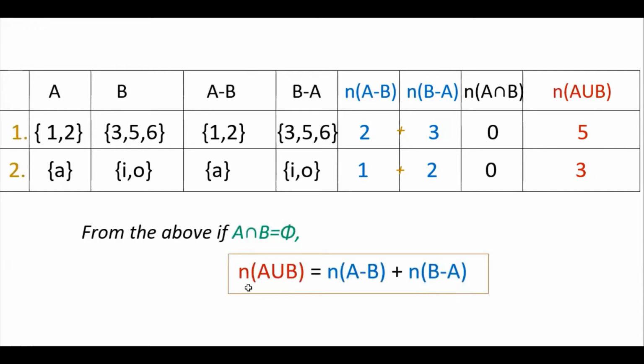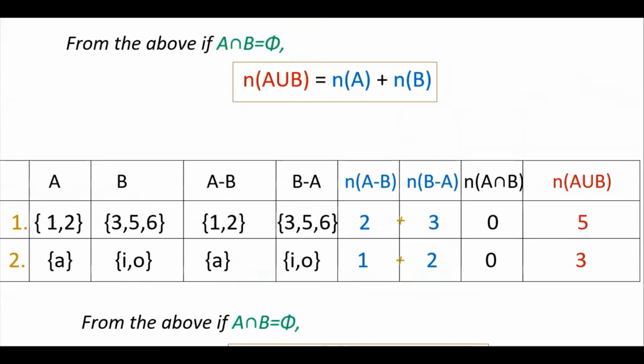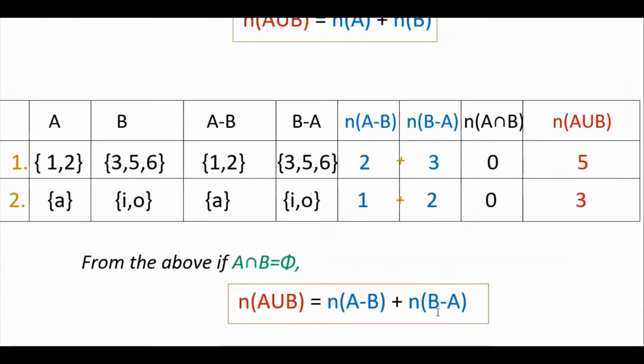So we can also write n(A union B) is equal to n(A minus B) plus n(B minus A). So if A intersection B is equal to an empty set, then you can write n(A union B) is equal to n(A) plus n(B), or n(A minus B) plus n(B minus A).